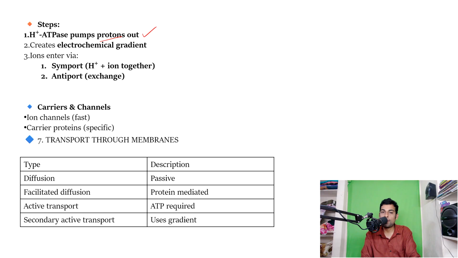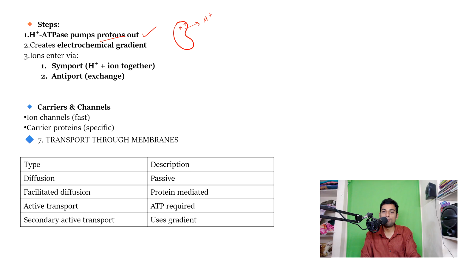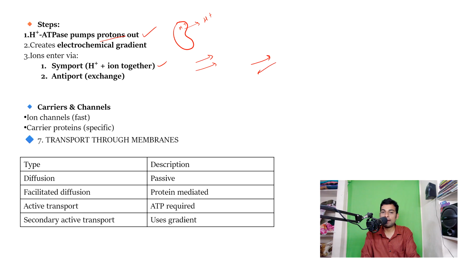Steps involved here: the first one, proton ATPase pumps protons out. Here the proton ATPase pumps the protons outside the guard cells, that is, the stomata. It creates an electrochemical gradient. Here ions enter via symport, together with the proton. Symport means both ions go in one direction. The second one is antiport. One is going outside, another is going inside. So they work oppositely, and we call it antiport. By this antiport, exchange happens.